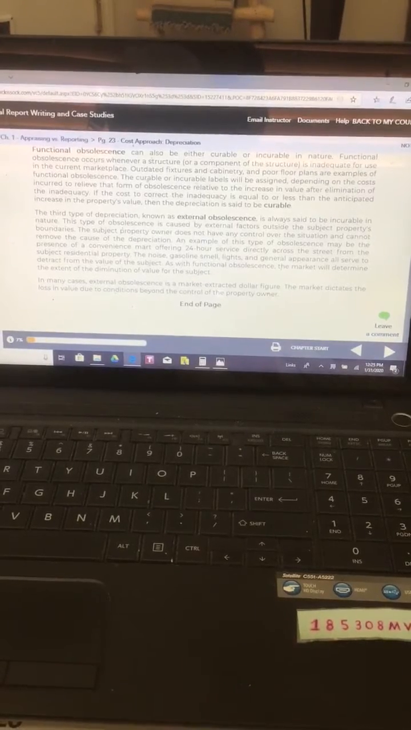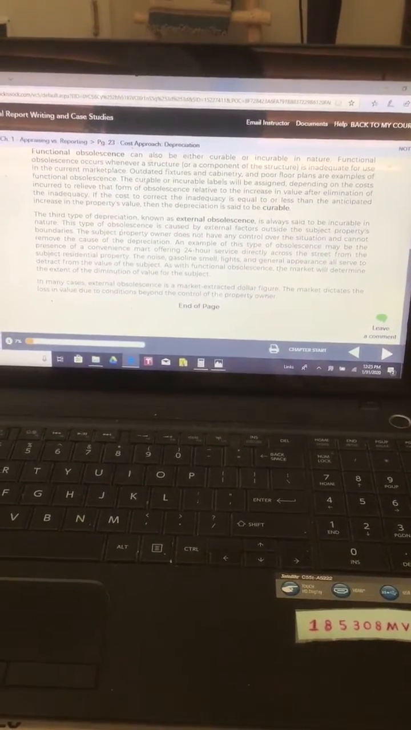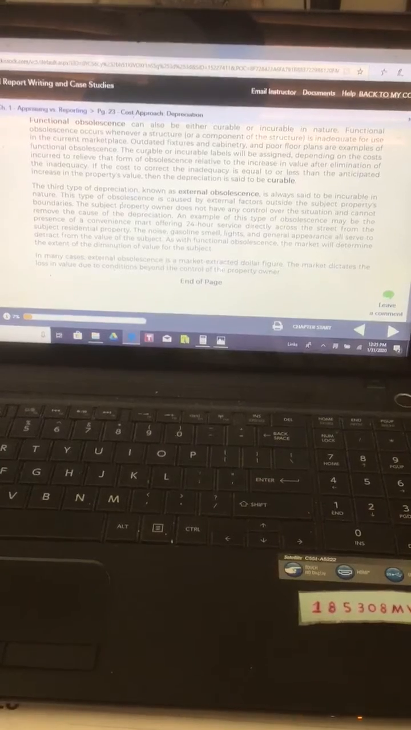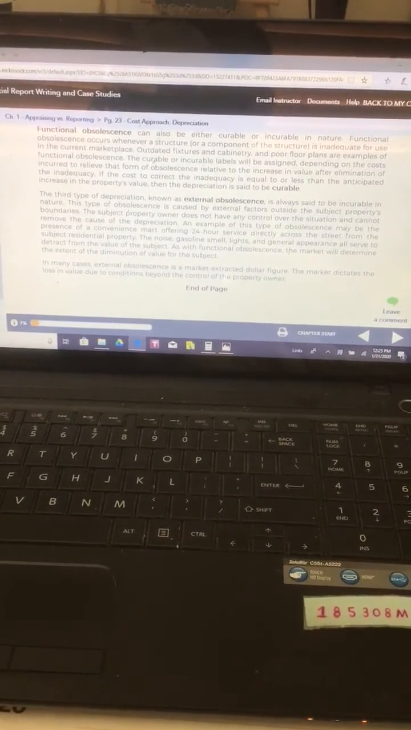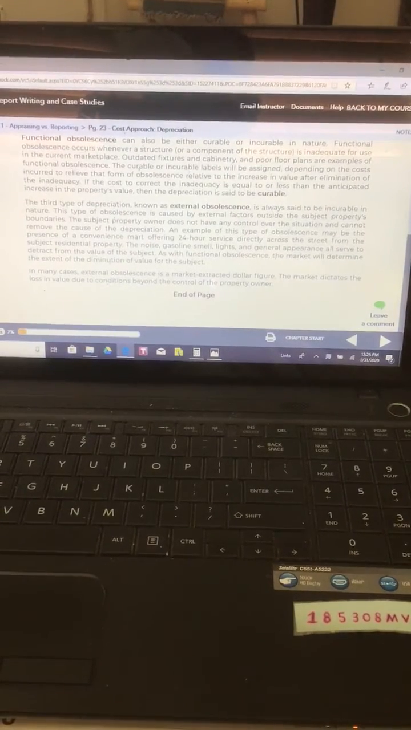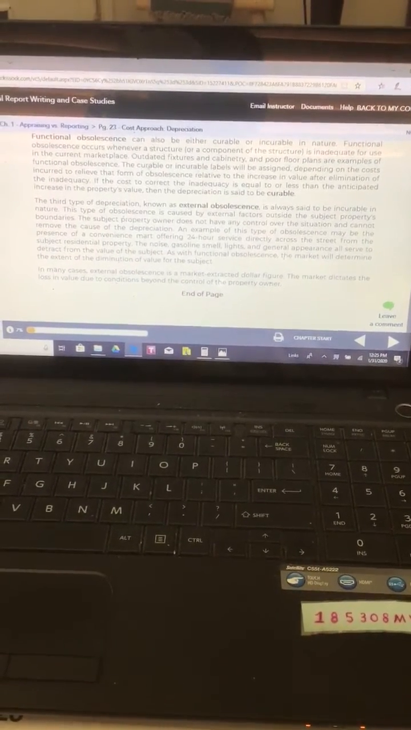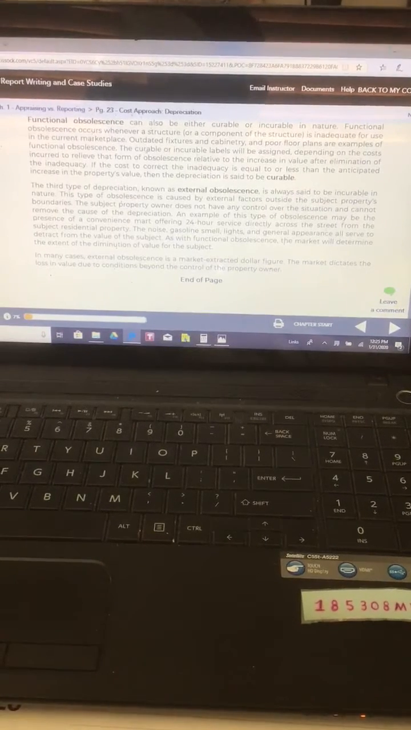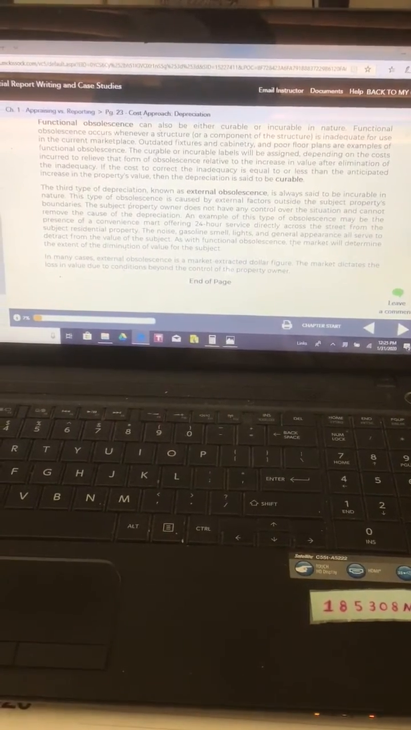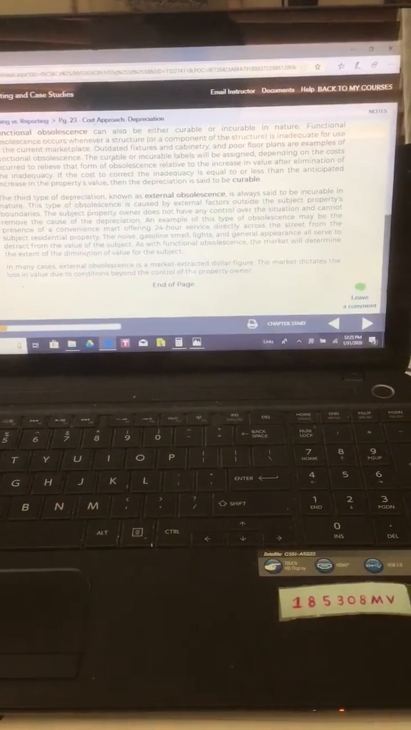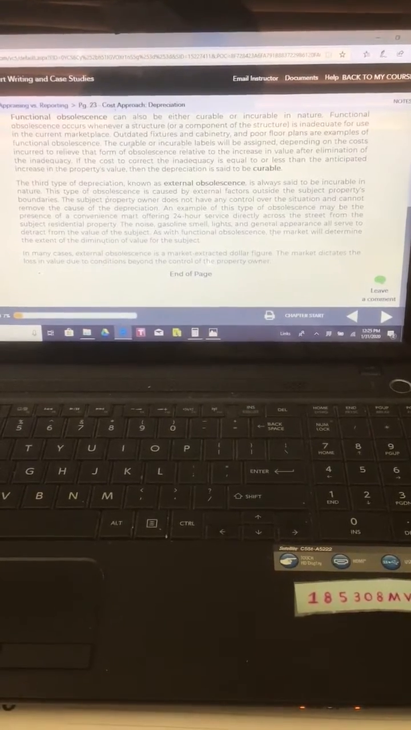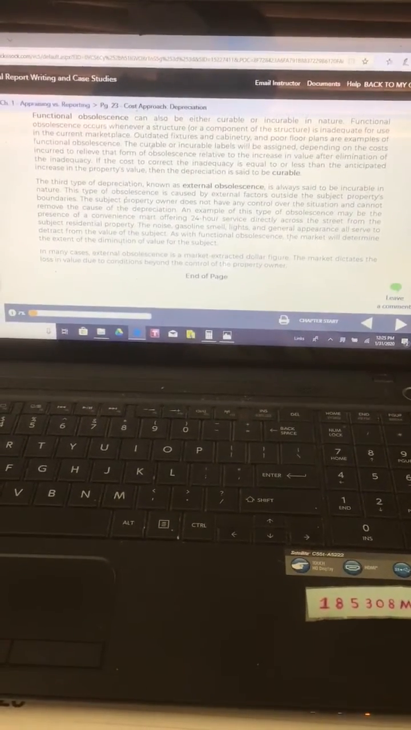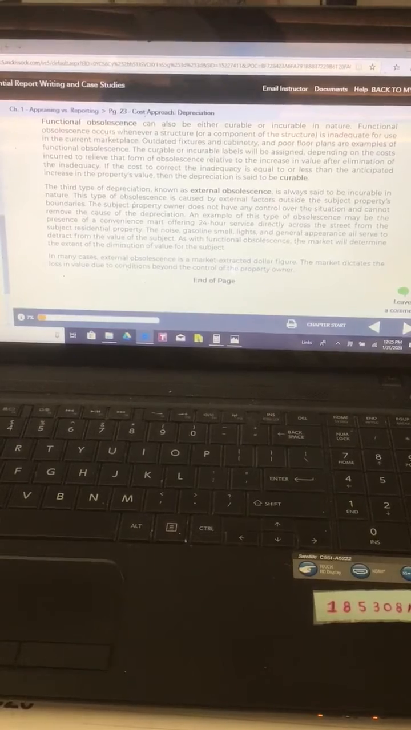The third type of depreciation, known as external obsolescence, is always said to be incurable in nature. This type of obsolescence is caused by external factors outside of the subject's property boundaries. The subject property owner does not have any control over the situation and cannot remove the cause of the depreciation. An example of this type of obsolescence may be the presence of a convenience mart offering 24-hour service directly across the street from the subject residential property. The noise, gasoline smell, lights, and general appearance all serve to detract from the value of the subject.